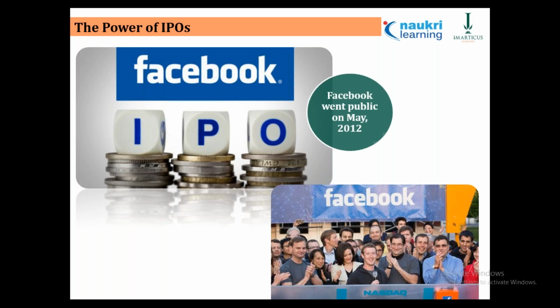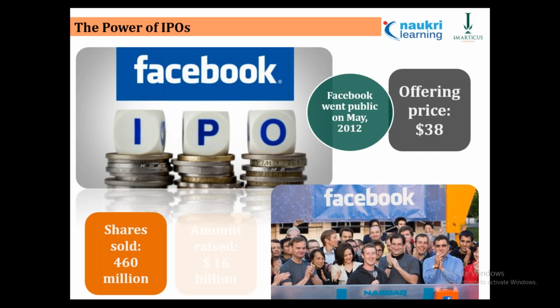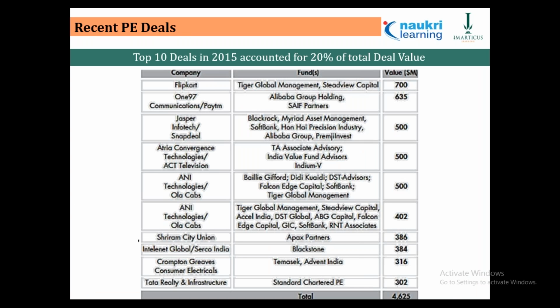As I had mentioned, Facebook came up with an IPO in 2012. This sold about $460 million at a price of about $38 per share, thereby making it a $16 billion issue. Again, some of the other deals that have been done in 2015, the very well-known Flipkart there on the top, $700 million funded by some firms listed there.